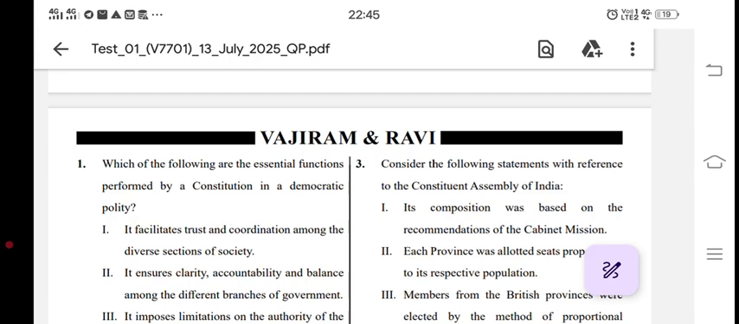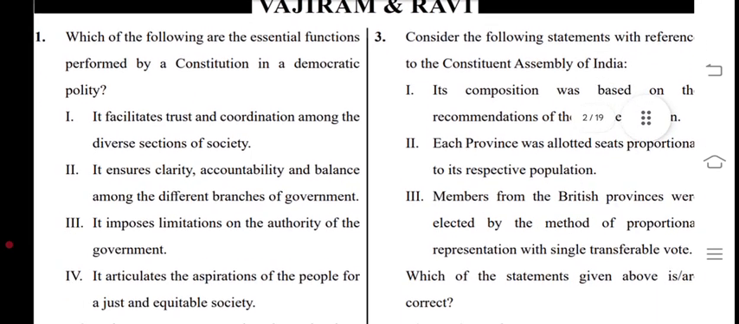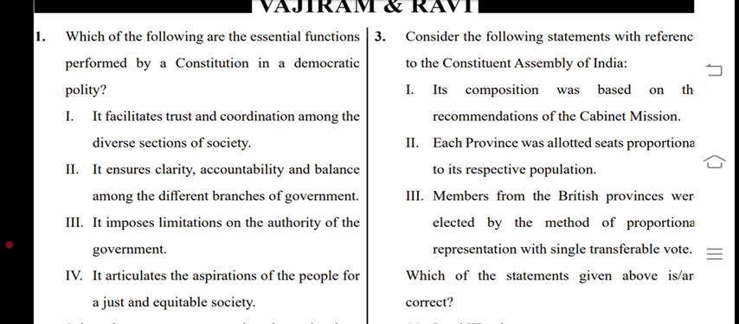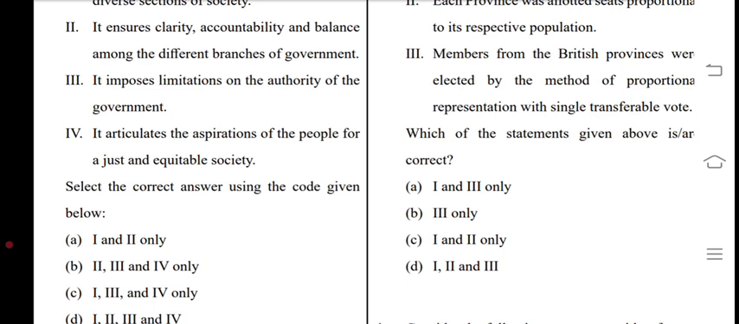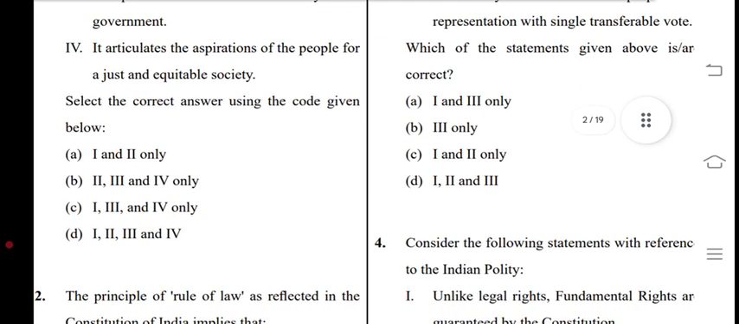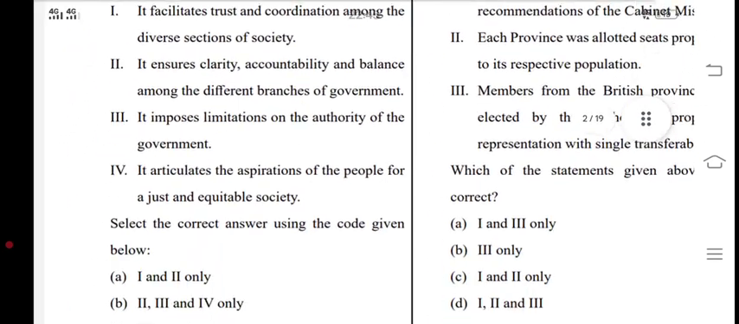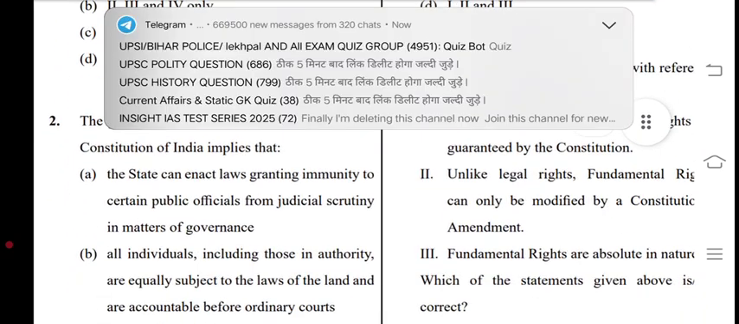Vajiram Test. Which of the following are essential functions performed by a constitution in a democratic polity? It facilitates trust and coordination among the diverse sections of society. It ensures equality, clarity, accountability and balance among the different branches of government, and it imposes limitations on the authority of the government, and it reflects the aspirations of the people for a just and equitable society. Select the correct answer. D is correct. क्या हम इसमें डेमोक्रेटिक पॉलिटी की बात हो रही है यहाँ पर.